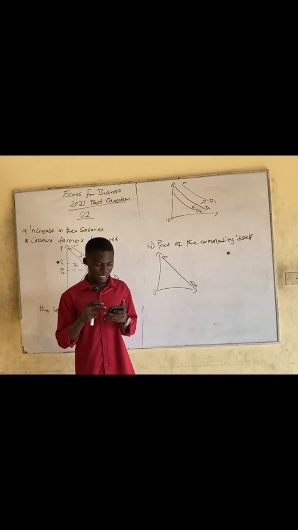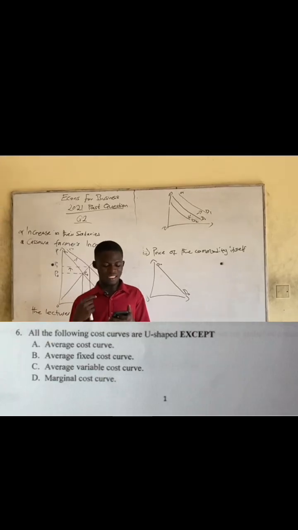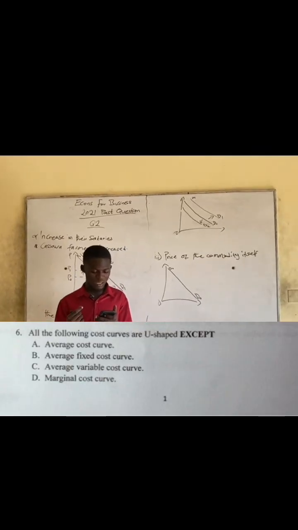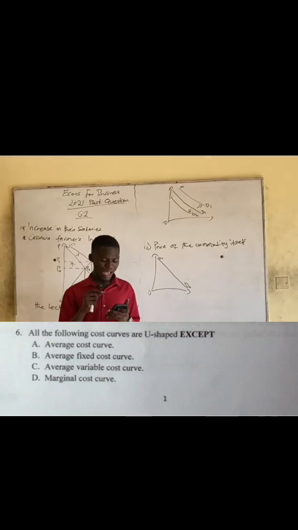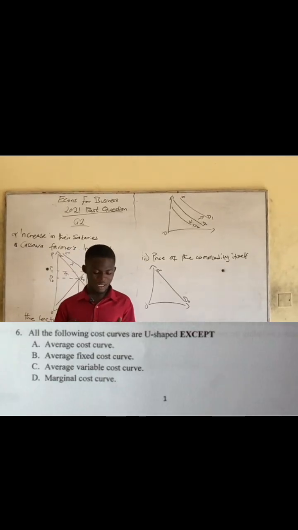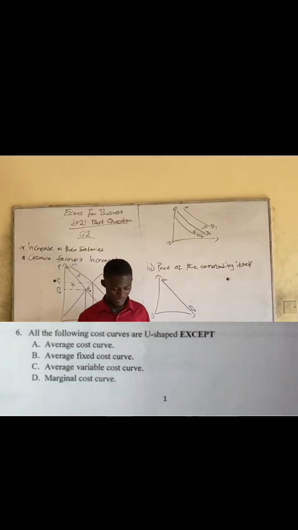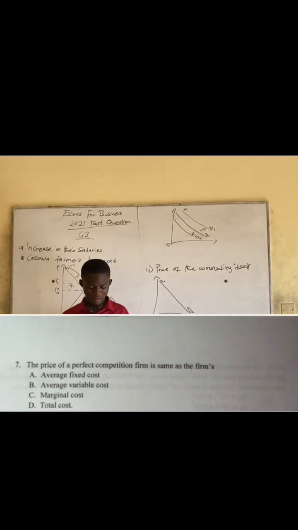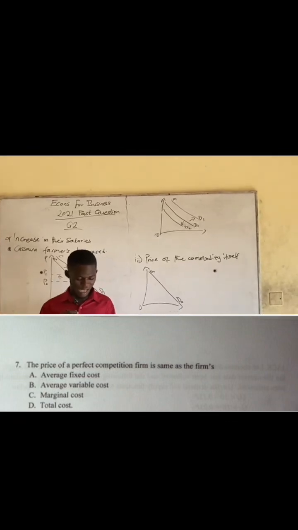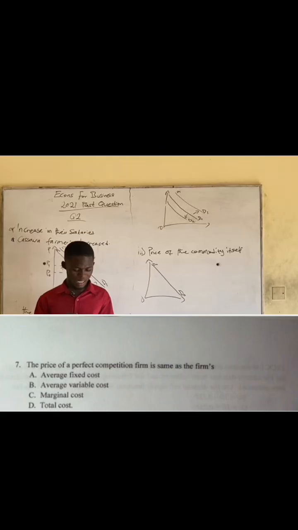Okay, so question 6, all of the following cost curves are U-shaped except A, average cost curve, B, average fixed cost curve, C, average variable cost curve, and then D, marginal cost curve. So the correct answer is B, average fixed cost curve. So question number 7, the price of a perfectly competitive firm is same as the firm's A, average fixed cost, B, average variable cost, C, marginal cost, D, total cost.